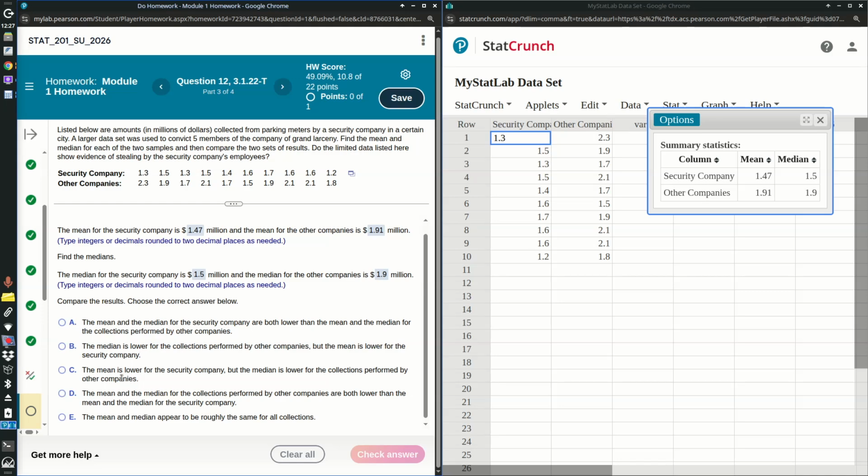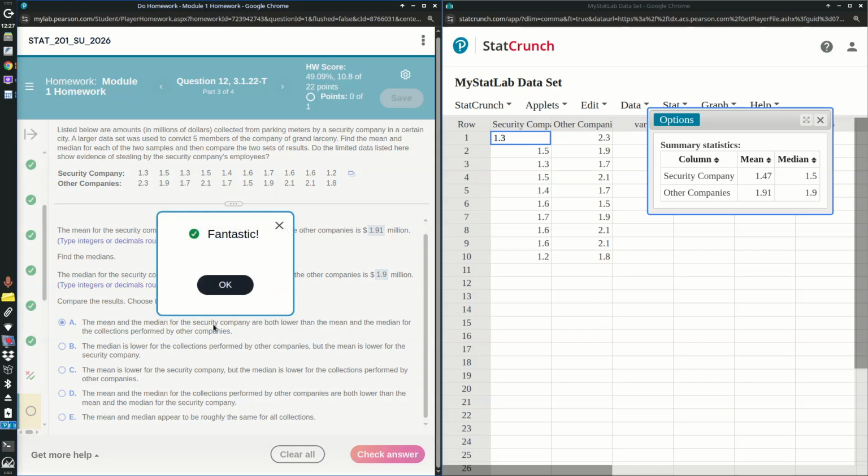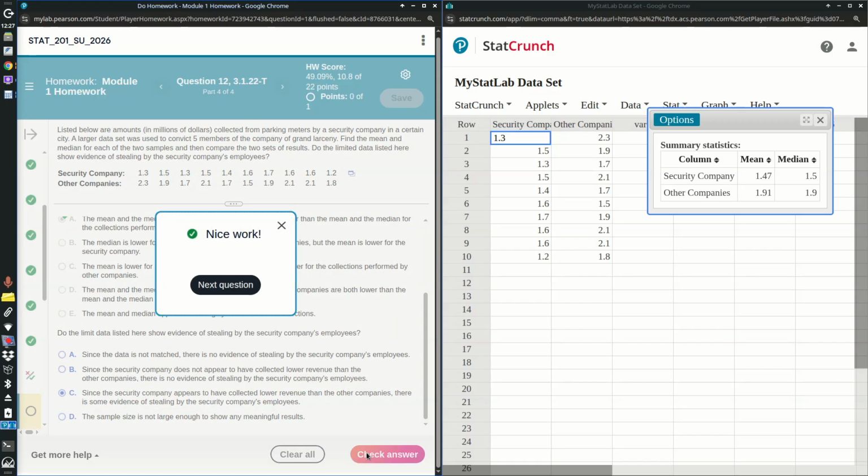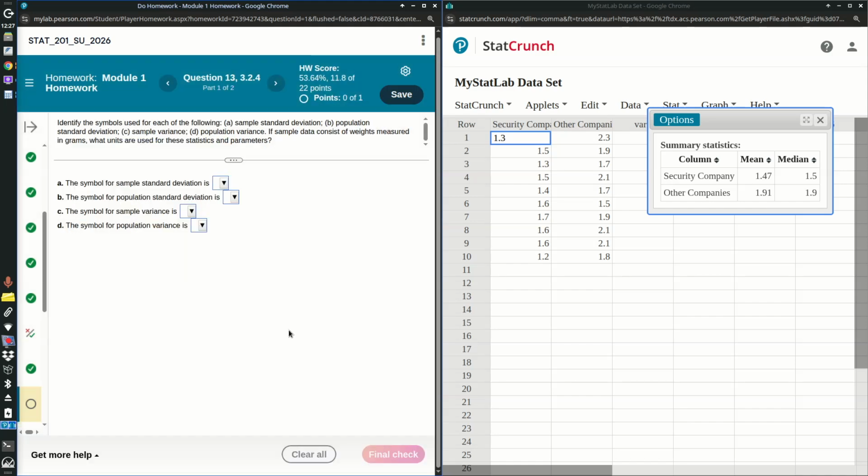So the mean and median are both lower, which is what we want to see. Yeah, so that's A. If we're an accountant, that's going to be a little bit fishy. So C, since it appears to be lower, then it shows some evidence of stealing at some point. This is often what they do in forensic accounting, look for oddities like this and then investigate.